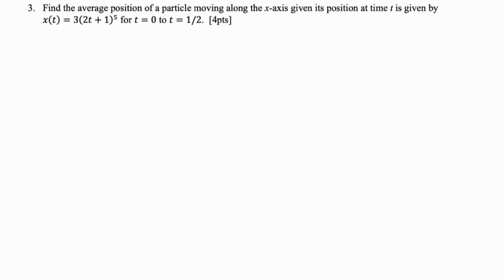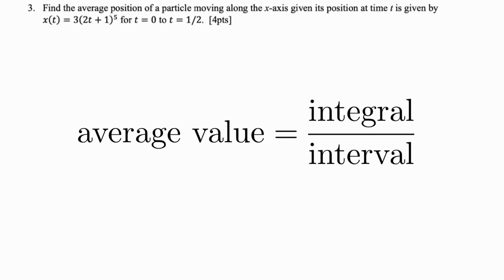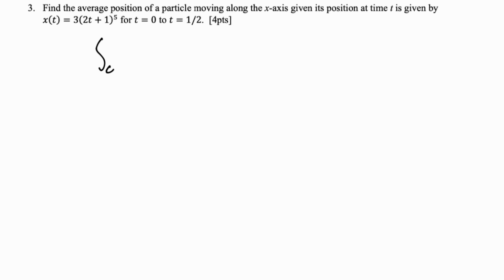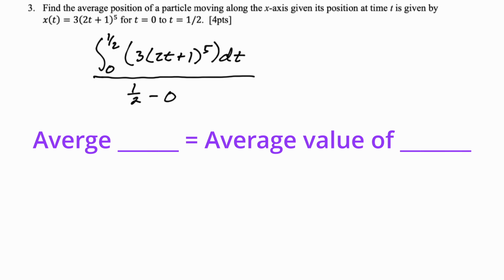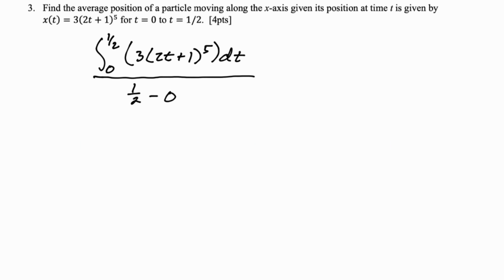All right, so average anything. So average position is the average value of position. So we're going to do the integral of position divided by the interval on which you are finding this position. So it's going to be the integral from 0 to 1/2 of the position, so 3 quantity 2t plus 1 to the 5th dt, over 1/2 minus 0. Integral over interval. So when you're asked for average blank, replace that in your mind with average value of blank, and it'll be a lot easier to work out.